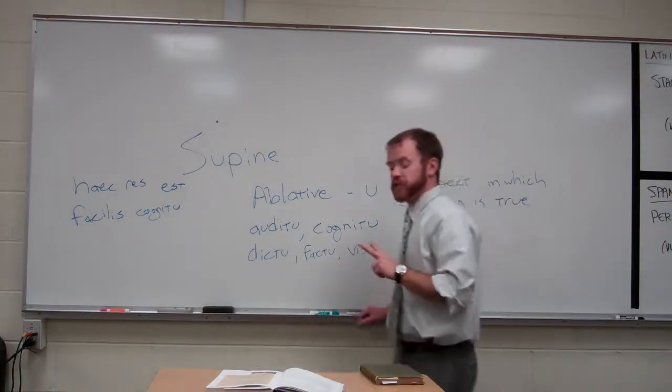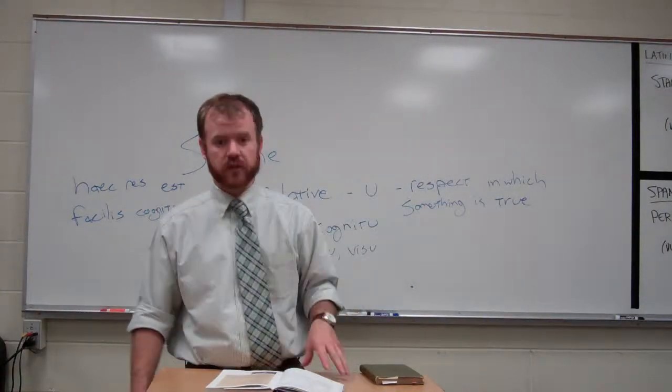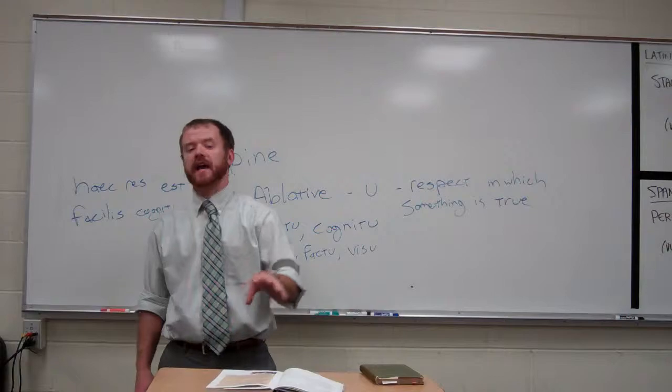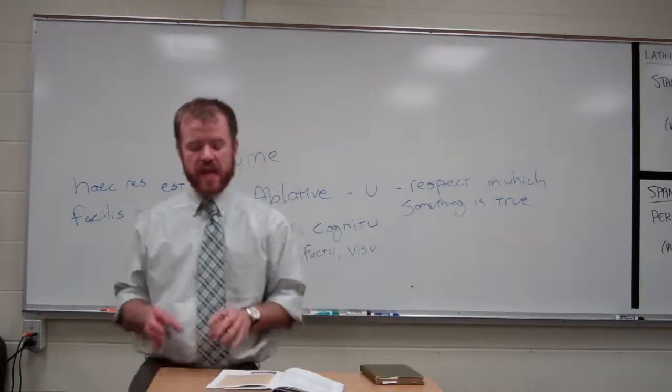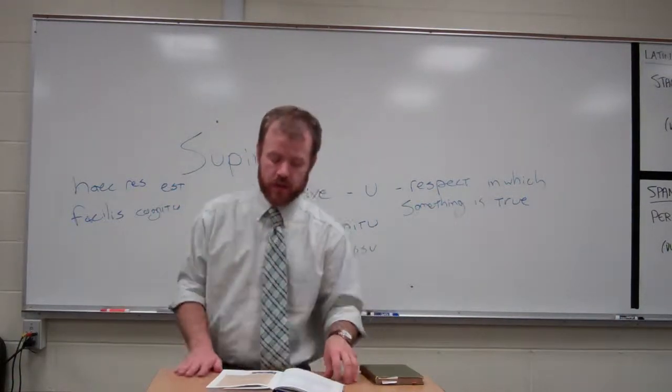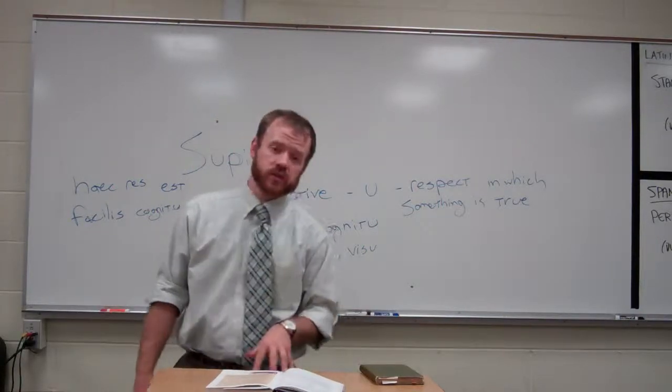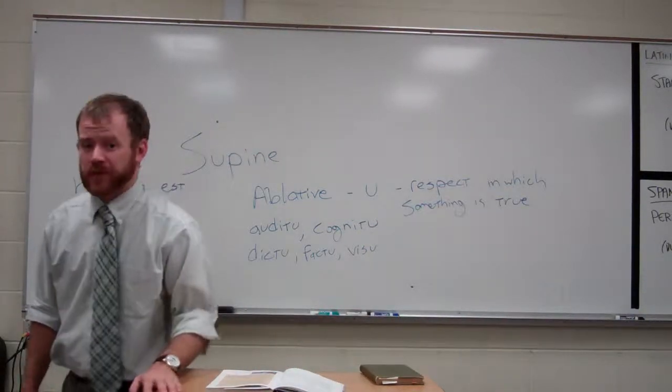So we have two uses of the supine, an ablative and an accusative. The accusative is used to express purpose. The ablative is used to express the way in which something is true. So in class, we're going to do some practice with these. That is all for now. Thanks, guys.